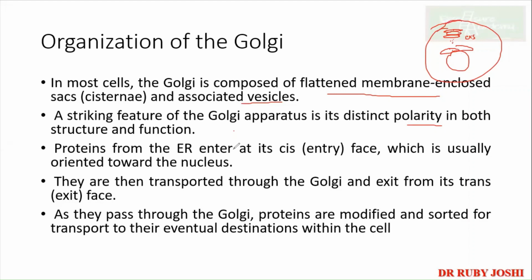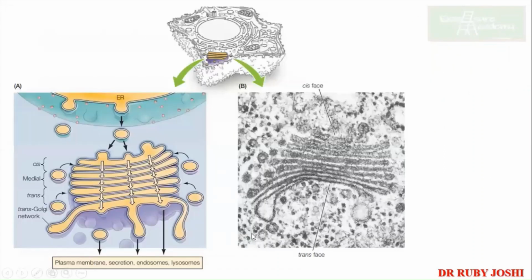Now, proteins from the ER enter its cis face, which is usually oriented towards the nucleus, this region. Then we have the trans, which is facing towards the plasma membrane. Correct? So this is just the diagram. Here you can see the electron micrograph. This portion is your cis, then the intermediate Golgi, and then the trans, which is facing towards the plasma membrane.